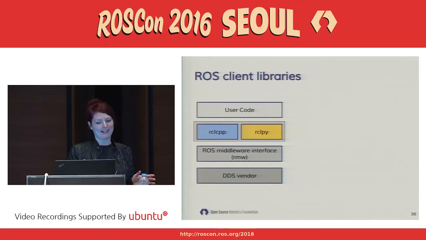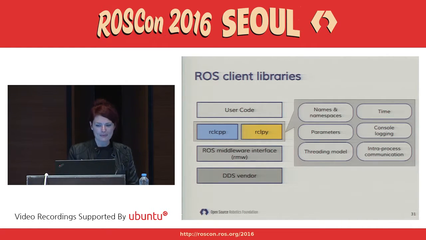The sorts of functionality that you'll find in a client library are the things that ROS is known for, the things that you think of when you think of ROS mostly, so that names can be put into different namespaces, that they can have parameters associated with them. The functionality that we think brings a lot of benefit to ROS users.